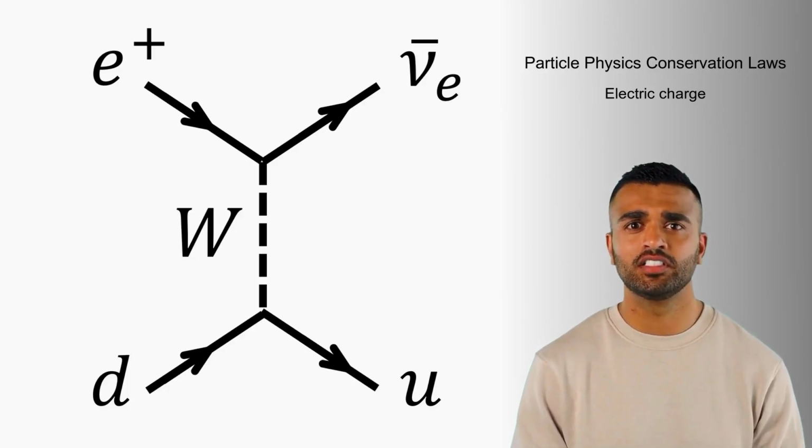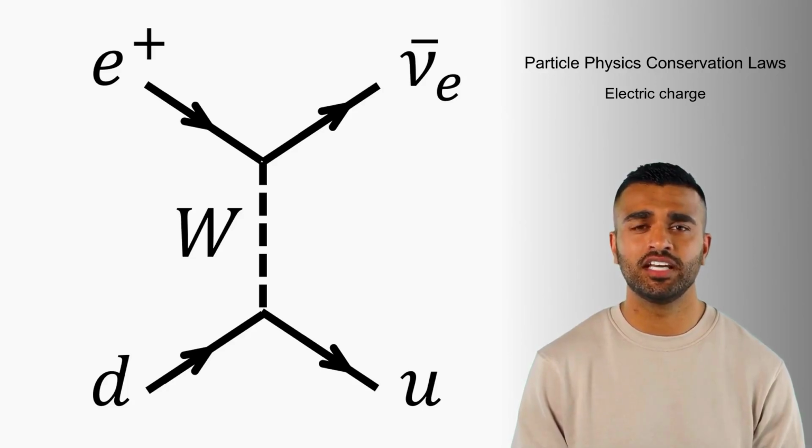On the left, the positron has elementary charge 1. Subtract the 1/3 negatively charged d quark to get plus 2/3. After the interaction on the right, we have the neutrino with 0 charge and the u quark consistently with plus 2/3 elementary charge. Thus, electric charge is conserved, everything is okay.